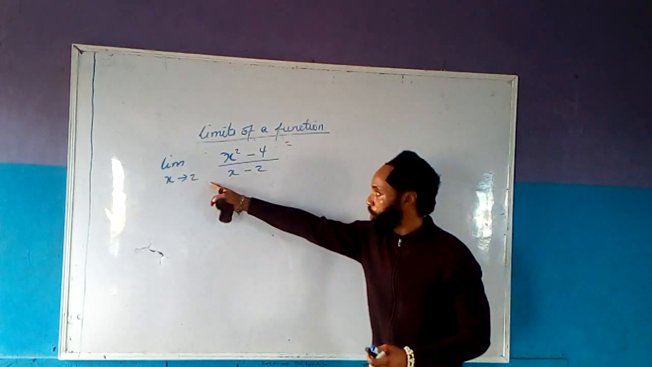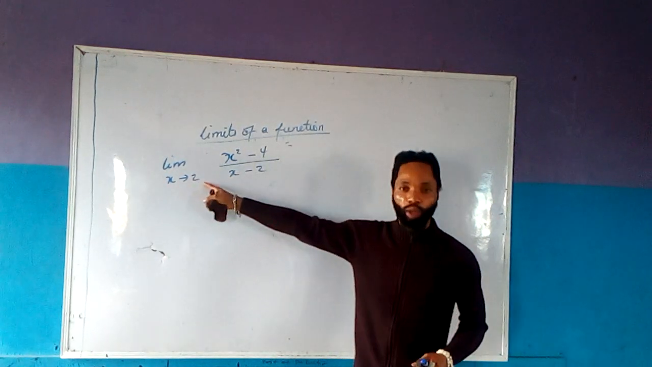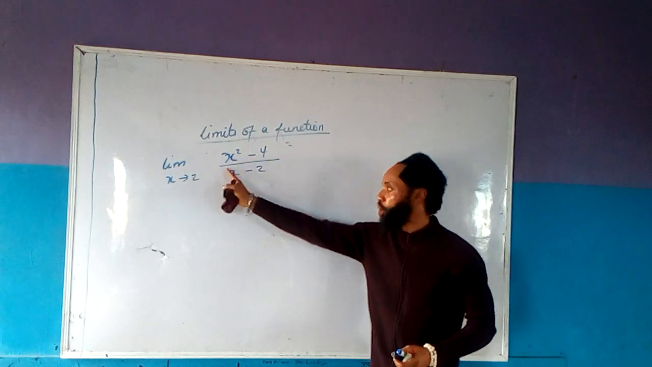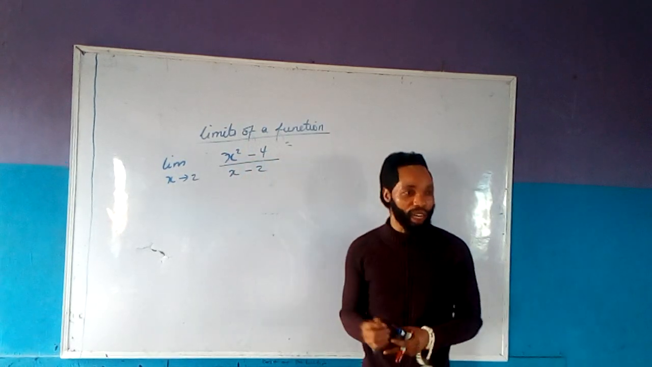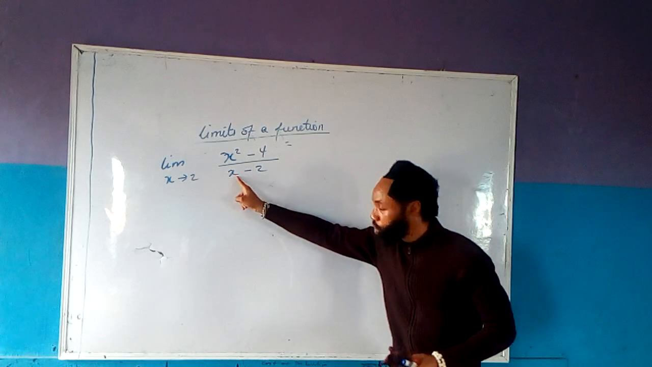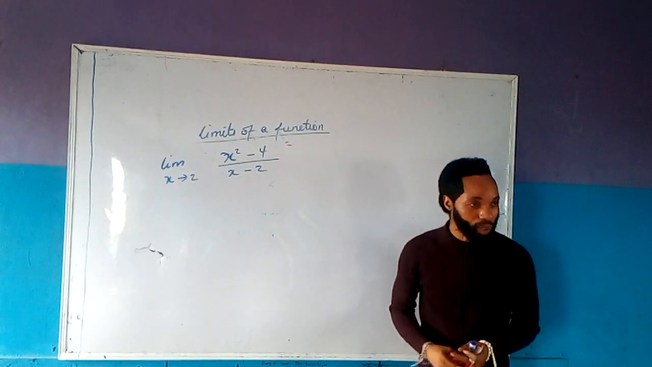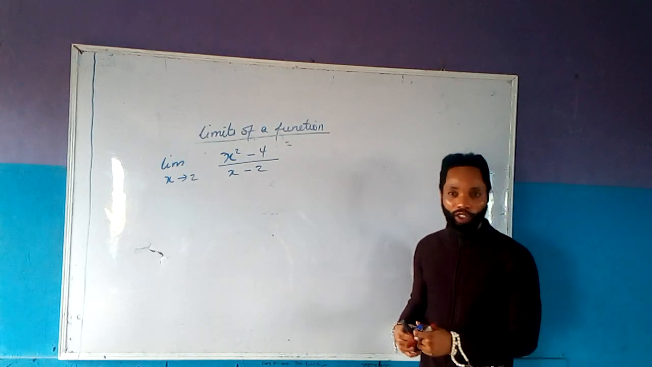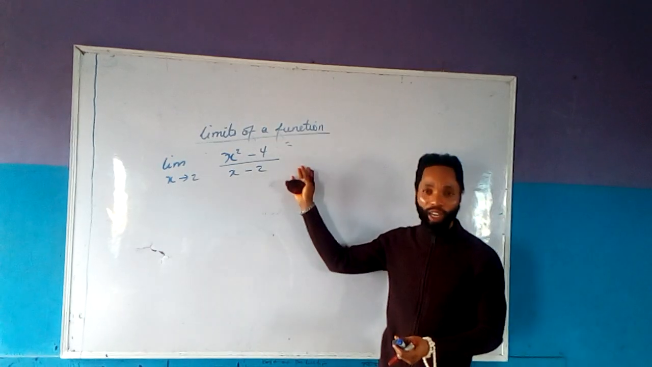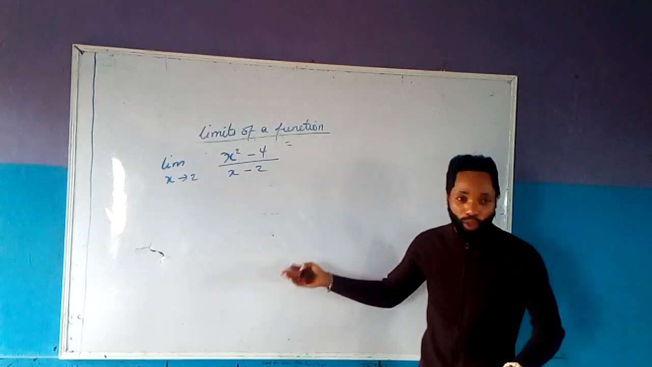Okay, we have a question here. Limit as x approaches 2 for the function (x squared negative 4) all over (x negative 2). Now, if you set x equals 2 here, 2 negative 2 is 0. We cannot have a denominator as 0. Do you understand me? It's going to make our expression undefined. Hence, it's not a function, and we can't do that.